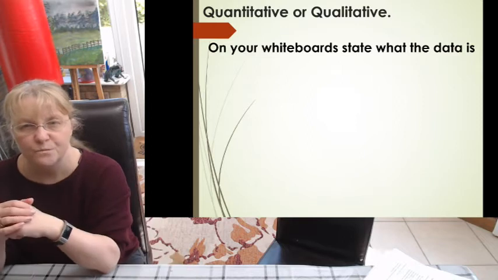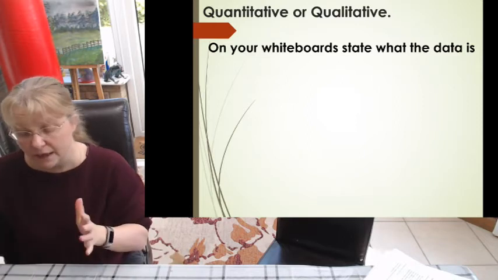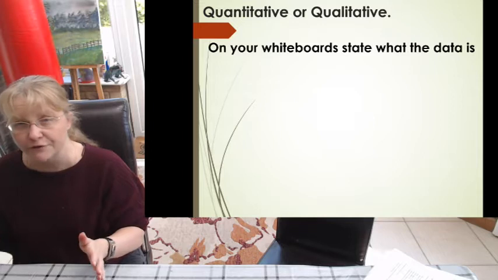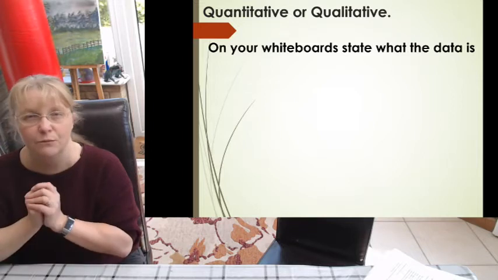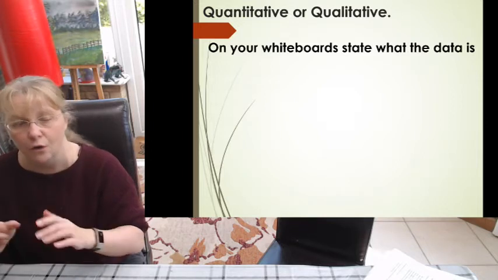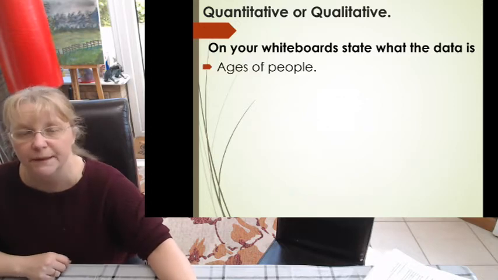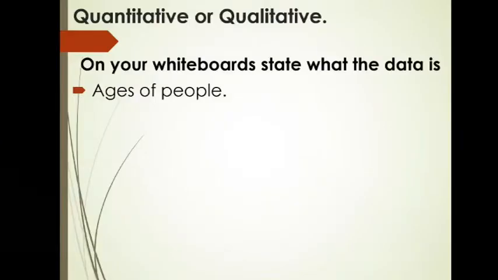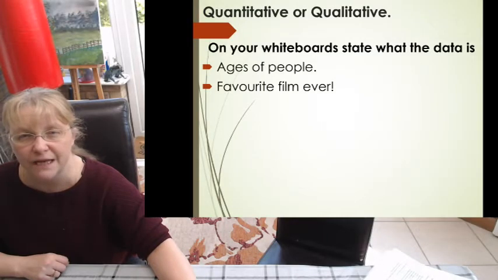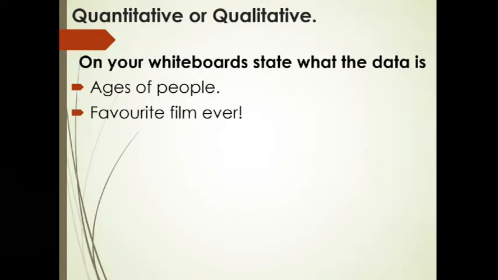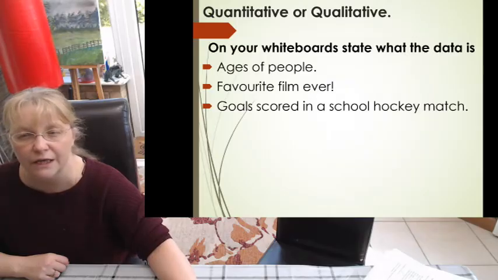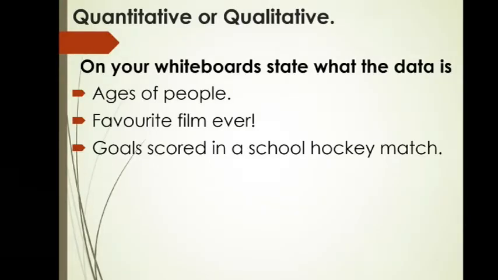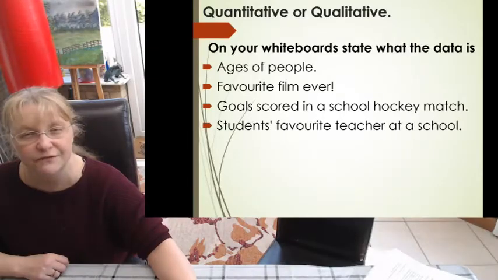So, got this for your whiteboard. So either do a whiteboard in front of you, do paper in front of you, and I just want you to quickly write down whether the data is going to be quantitative or qualitative. So, ages of people. Favorite films ever. Goals scored in a school hockey match. Student's favorite teacher at school.